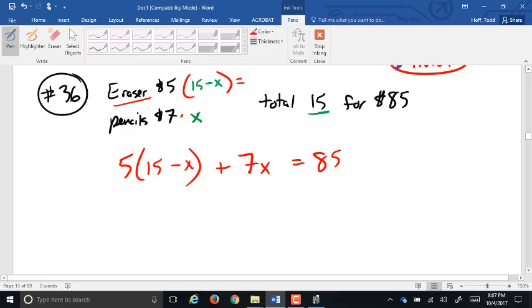So yes, now what you're going to do is exactly right. We have to distribute the 5. 5 times 15 is 75. 5 times negative X is negative 5X. And we have the positive 7X equals 85.